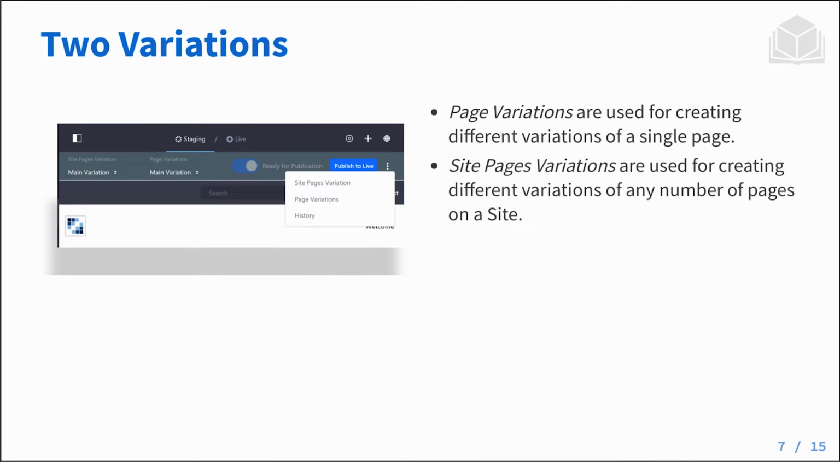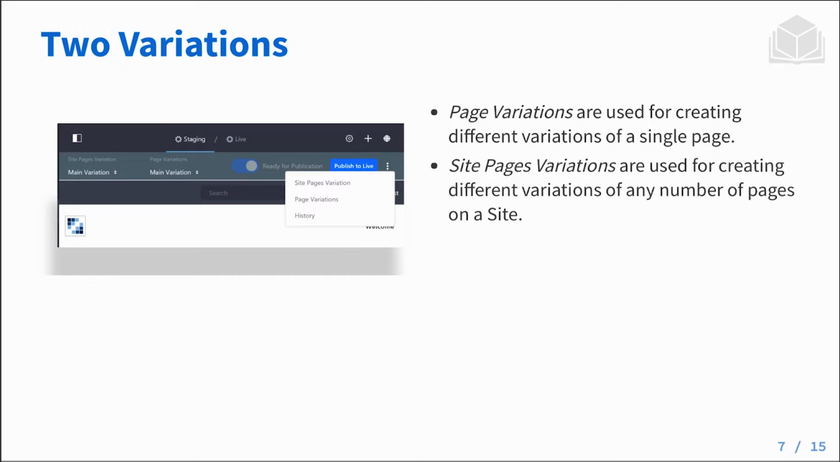So there are two different kinds of variations that we can work with. We can work with individual page variations or site page variations. Now, page variations allow us to just provide a variation on a single individual page, whereas the site pages variation is going to be for the entire page set, okay? So what this does is it allows us to have a bit more control over how we're actually managing our different pages, okay?